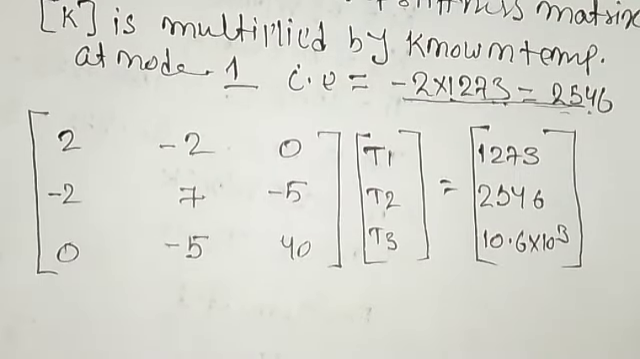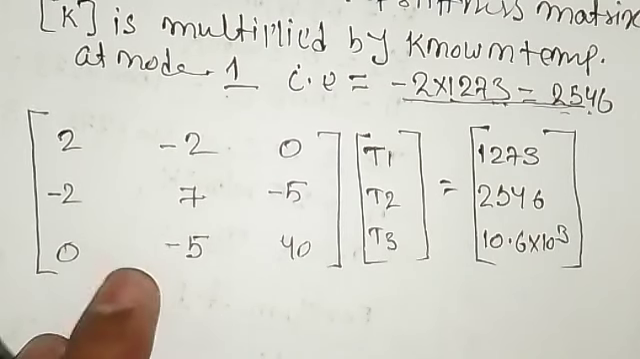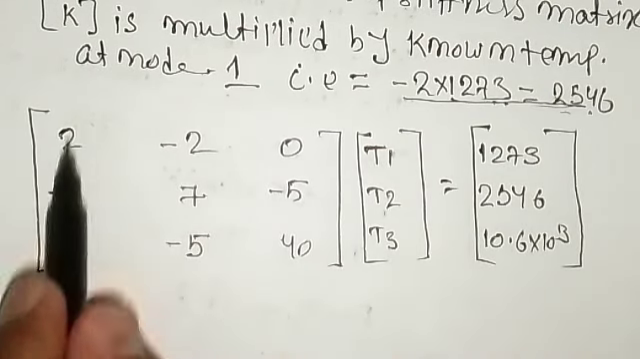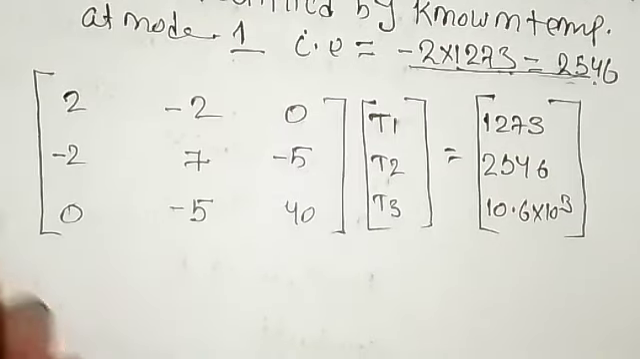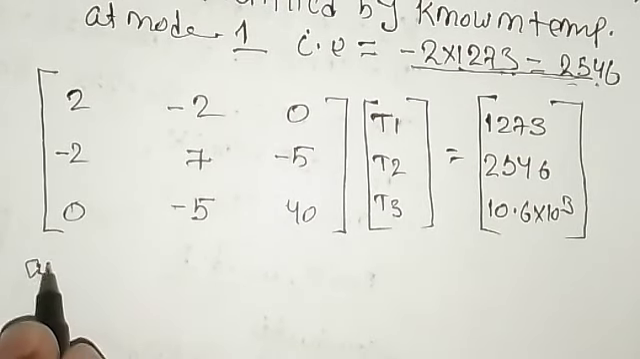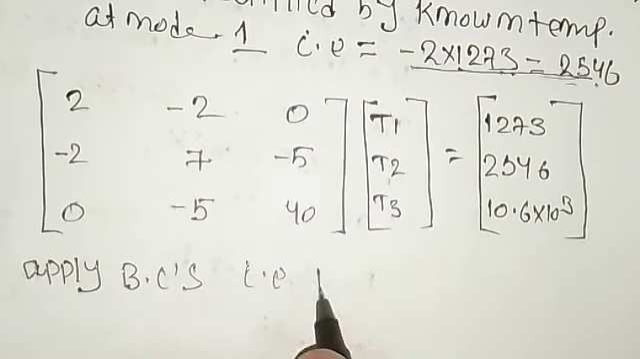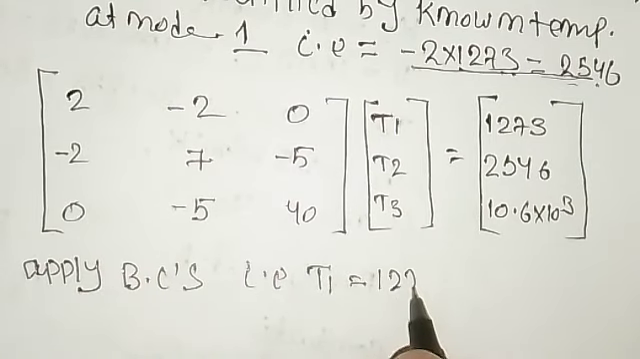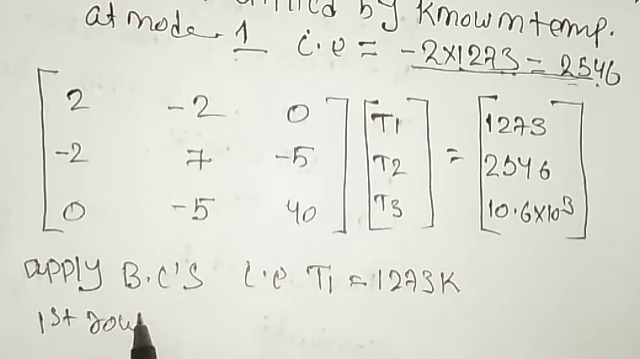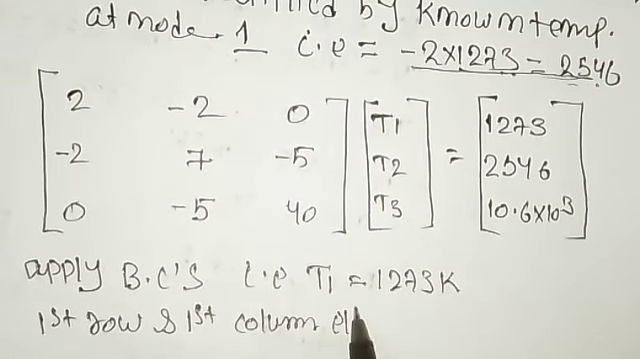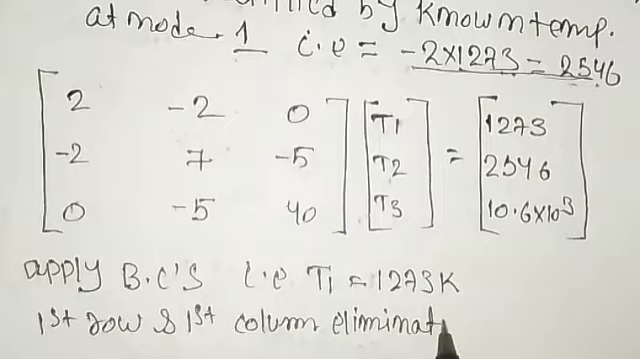Now as we know, we can solve this matrix by using the elimination approach. So elimination approach means what? The boundary condition we have to impose. The boundary condition means T1 is known, so the first row and first column will be eliminated. So here we apply the boundary condition, that is T1 is equal to 1273 Kelvin, which is known, right? So the first row and first column are eliminated, right?